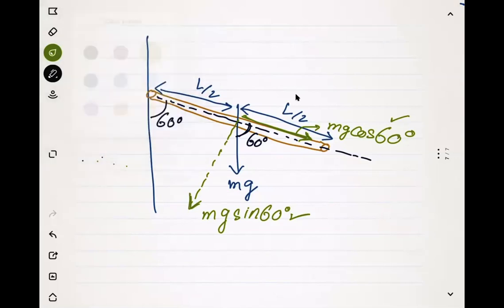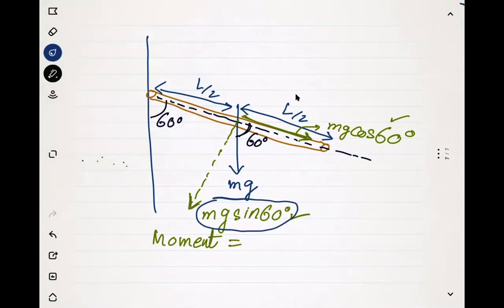Now the moment will become, moment will be equal to a component of the weight that is perpendicular to the distance. That component is multiplied with the distance, and right now you see that the distance of weight from the pivot is L by 2. Now when you look for mg sine theta and mg cos theta, mg cos theta is along the rod and it must be ignored.